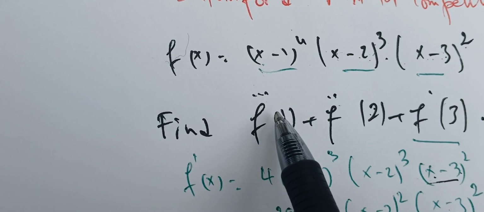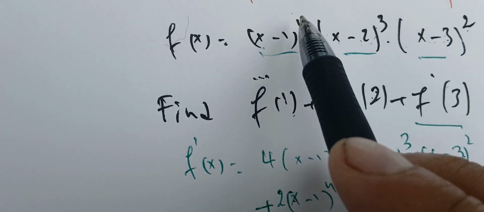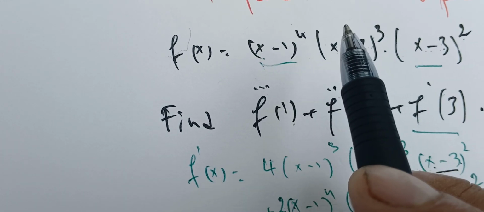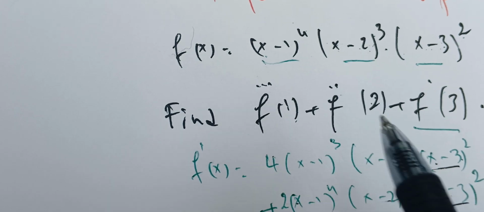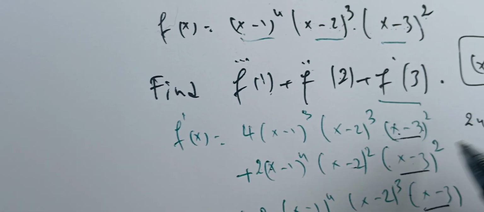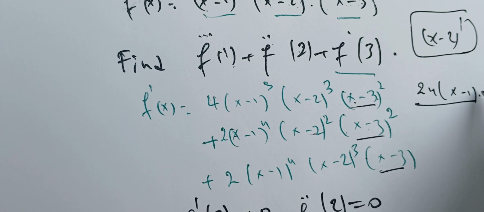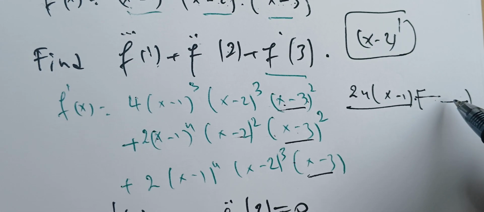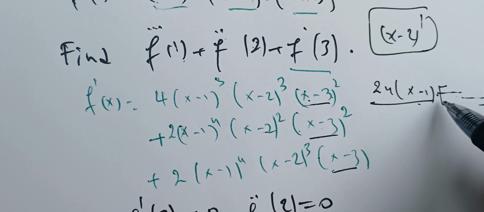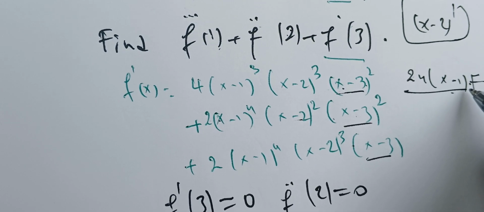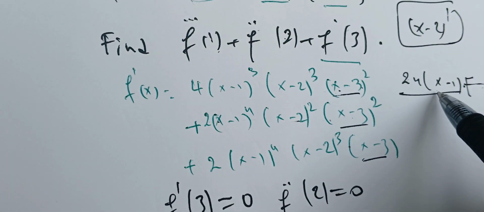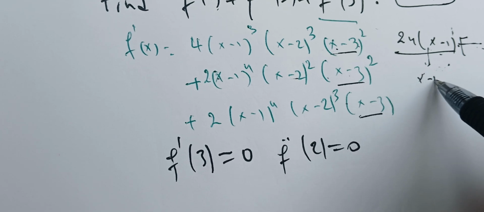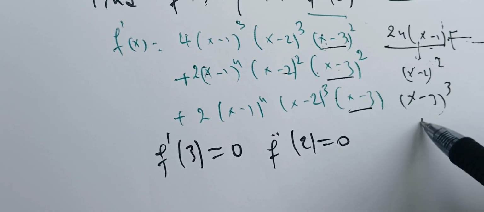This one: the third derivative evaluated at 1. When we differentiate this one 3 times, we're going to have 4 times 3 times 2. It's going to be 24 (x minus 1), and therefore times the other coefficients. And therefore, when we evaluate, we're going to get 0. There are other terms that we missed, the degrees less than 1, but they all will go.